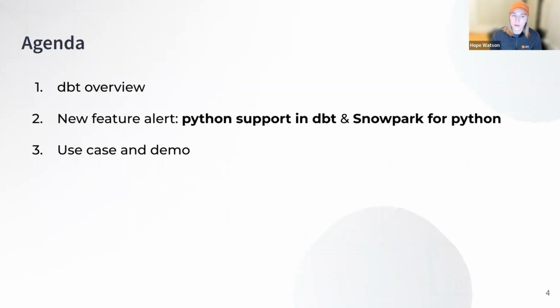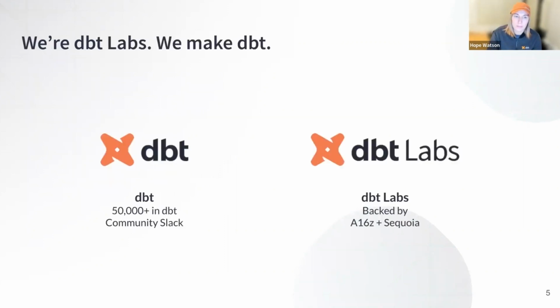So the way that this is going to be broken down today, we're going to do a quick dbt overview. We're then going to look at our new features. So both Python for dbt and Snowpark for Python went GA about 2 months ago. So we're going to see how we can put these features together and get more out of them than if we just did separately. We're then going to go into our use case, our Formula One use case and demo.